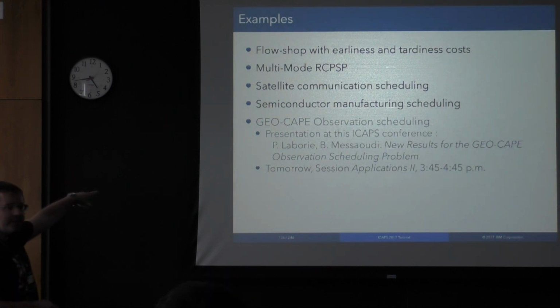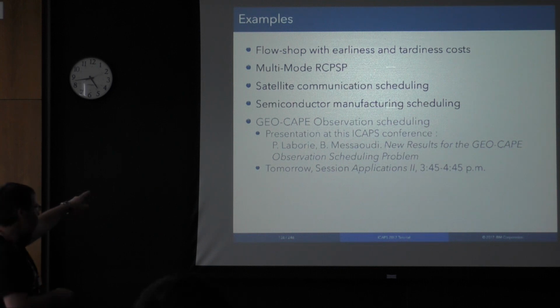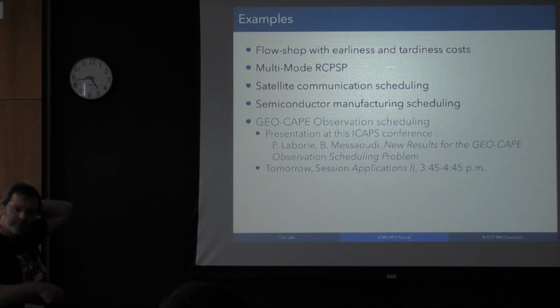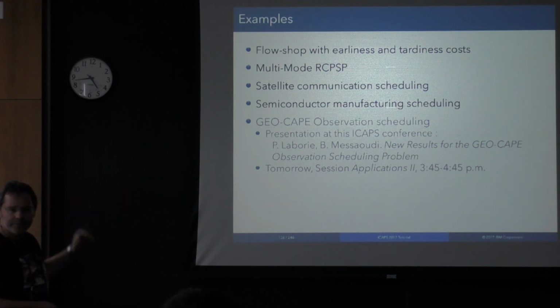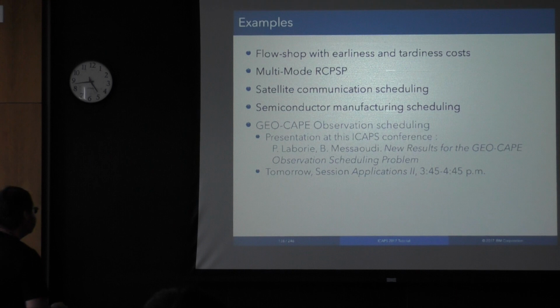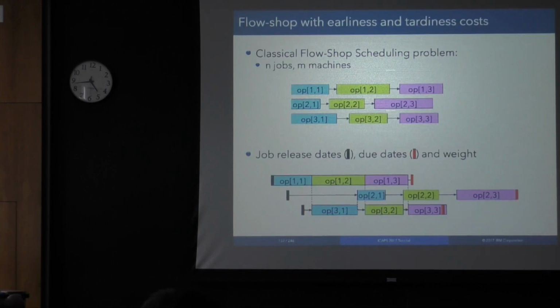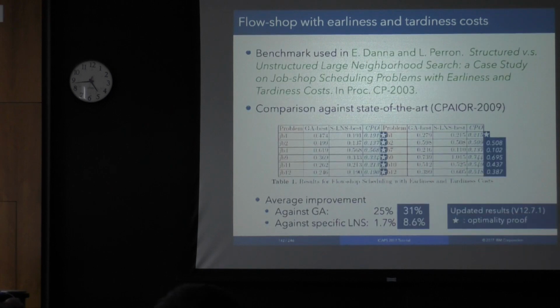I wanted to say that tomorrow at the conference I will present another example, which is a satellite observation scheduling problem, submitted by NASA at ICAPS last year, and we have some new results with a CP Optimizer model. But again, a very small CP Optimizer model. So I will quickly jump to this semiconductor manufacturing scheduling problem.